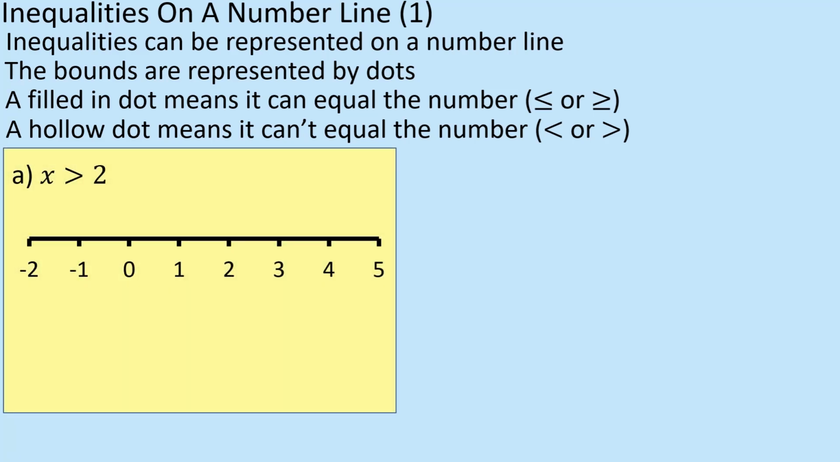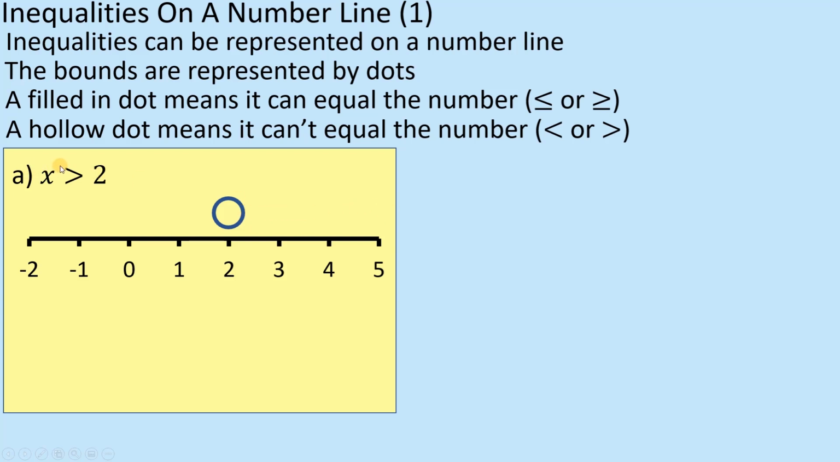So if I'm going to represent x is greater than 2, then I'm going to put a dot above the number that I'm talking about, which is 2. And because it's not equal to, I'm not going to colour it in. So it's going to be an empty circle. A filled in dot means or equal to, and a hollow dot, or empty dot, or not filled in, is going to be not equal to. So this is just greater than 2, so that means it does not include 2. And because it says greater than, I need an arrow going upwards.